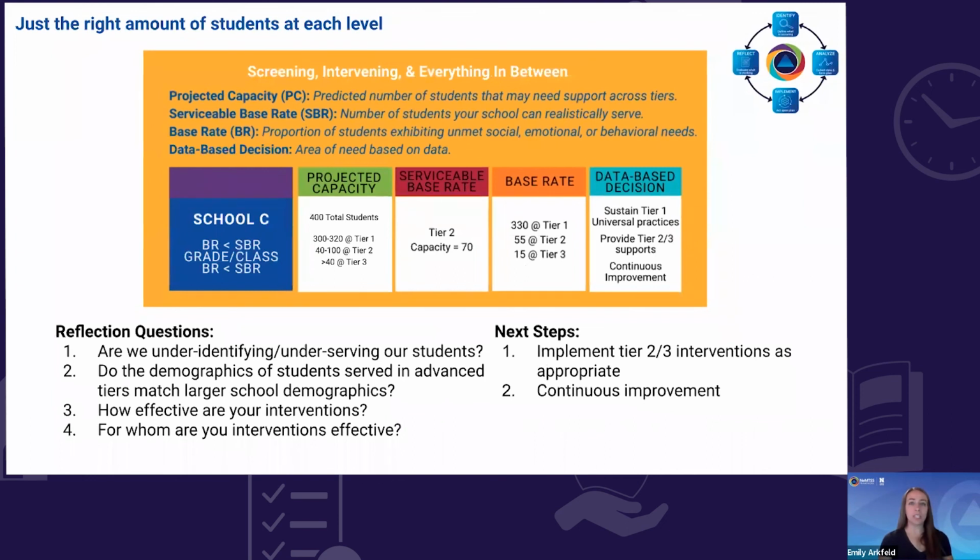And finally, school C has the capacity to and is meeting the needs of all of its students, but this does not mean that their work is done. As their tier 1 supports are meeting the needs of the majority of their students, they can focus on really providing those small groups and individual interventions for students needing those intensified supports. Here also, leadership and problem solving teams will want to ensure that they are not under or over identifying students for services, or over or under identifying students of a certain demographic, and they will work towards that continuous improvement.